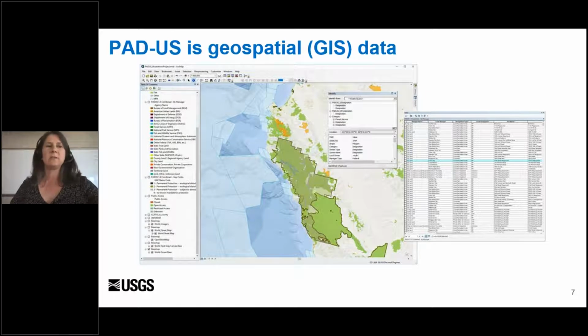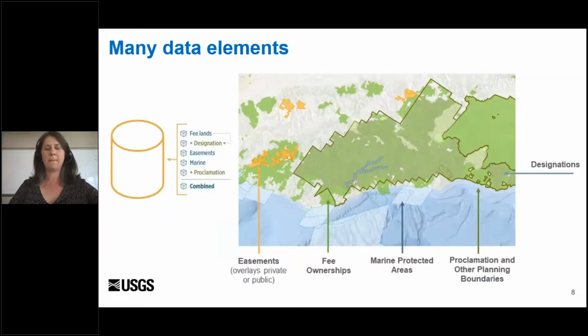PAD-US is geospatial data of boundaries and attributes. Next slide. Representing many types of protection, including easements and fee lands held by public agencies. I'll note this term can be confusing. Fee simple relates to the land title documents, not a requirement to pay for park entry.